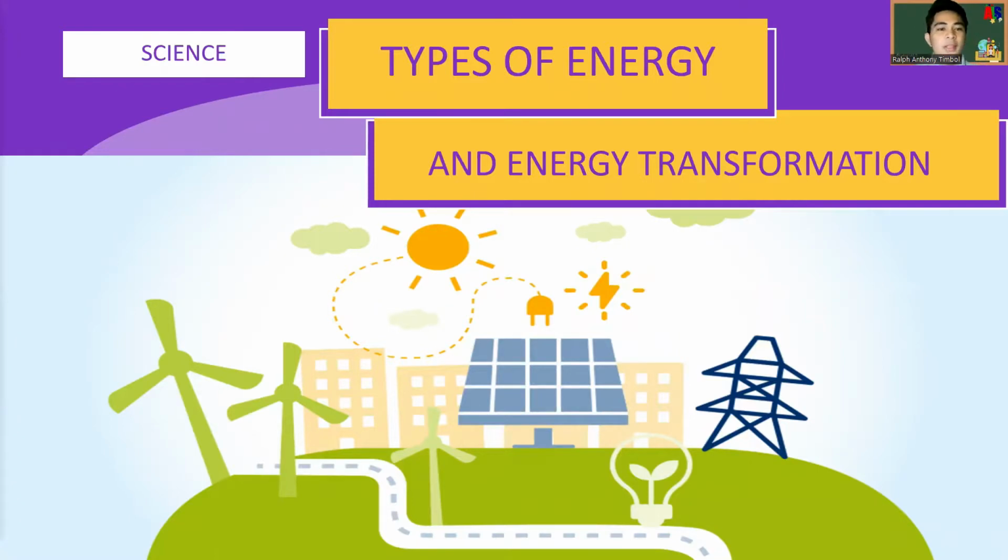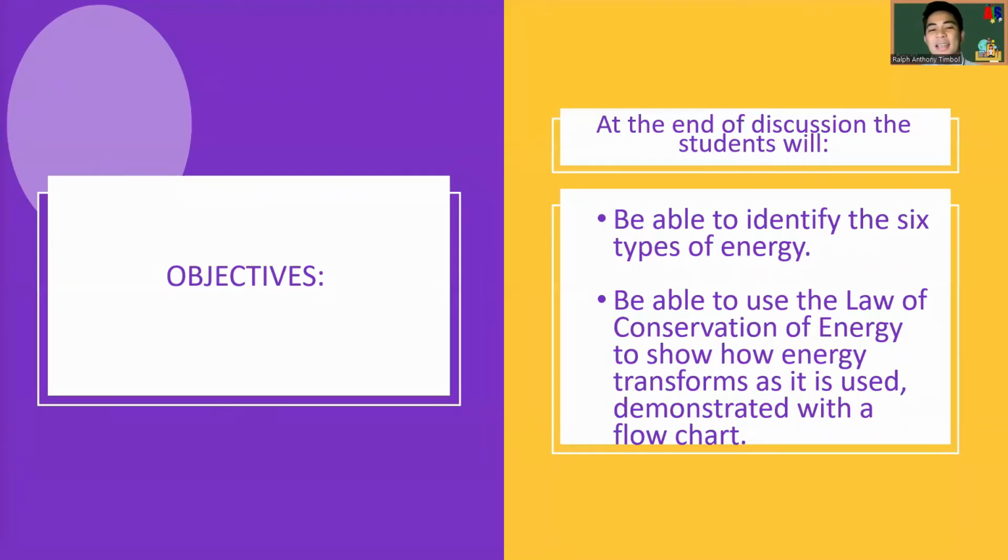And our topic for today is all about the types of energy and energy transformation. Pero bago tayong simula, siguraduhin muna na sagutan na ang pre-test sa iyong learner's packet. At alamin muna natin ang ating mga objectives. At the end of this discussion, you will be able to identify the 6 types of energy, be able to use the law of conservation of energy to show how energy transforms as it is used, demonstrated with the flowchart.